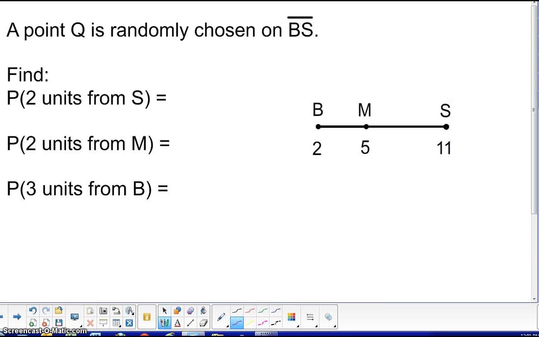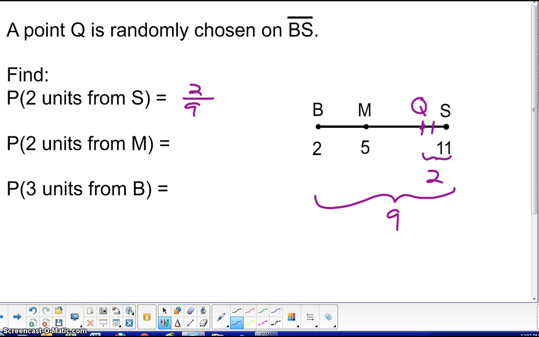And the last example is geometric probability as well. It's about length, so you have to think of it as what is the probability that this random Q would be 2 points away from S. Okay, so the length from there is 2 units, and the length of the whole entire segment is 9. So the answer is going to be 2/9.